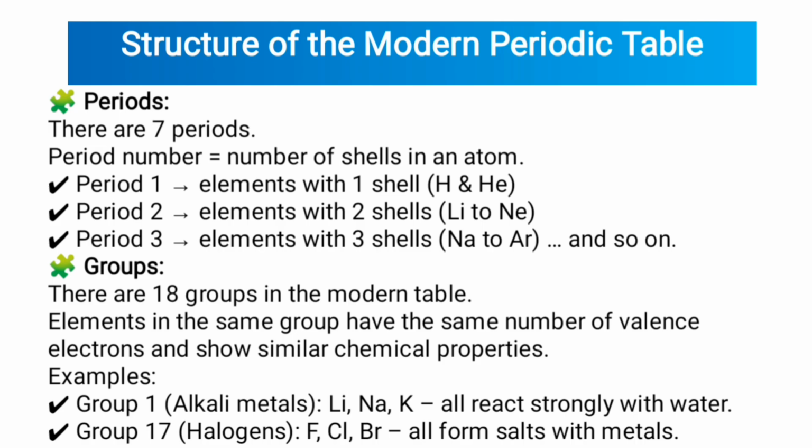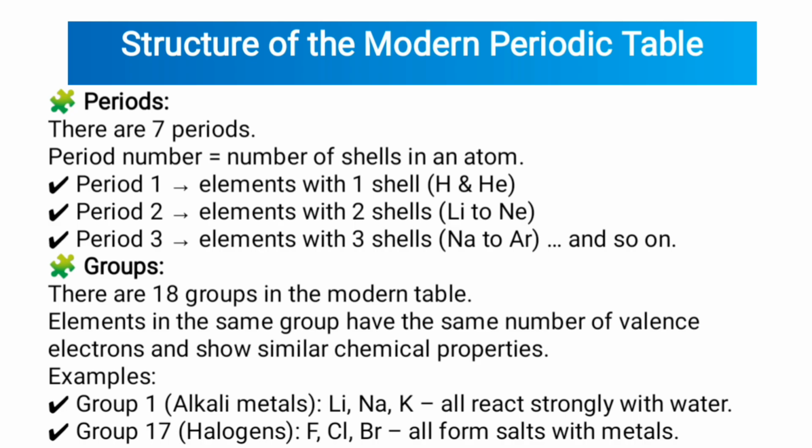Period. What's a period? There are 7 periods. The period number is equal to the number of shells in an atom. Period 1: elements with 1 shell, like hydrogen and helium. Period 2: elements with 2 shells, like lithium and neon. Period 3: elements with 3 shells, like sodium and argon, and so on.